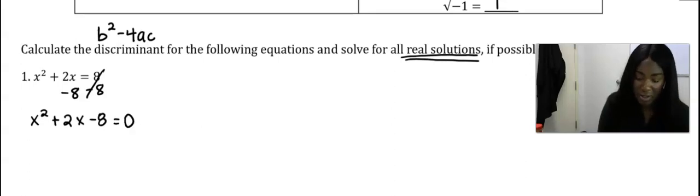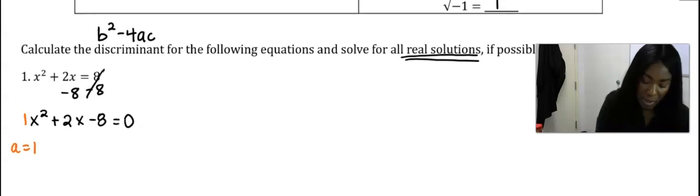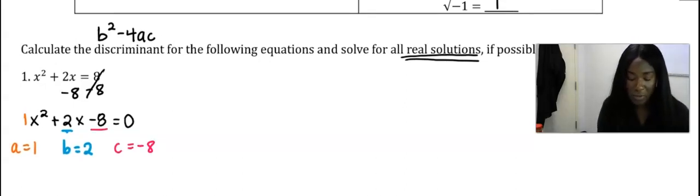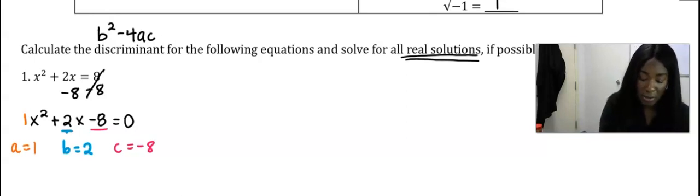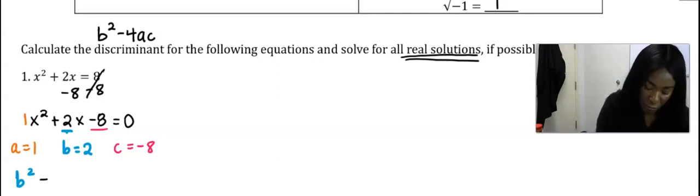So now that we have this in this form, we can see that a is equal to 1, b is equal to 2, and c is equal to a negative 8. We need to take the signs of those values with us. So now we're ready to calculate the discriminant, which is b squared minus 4ac.